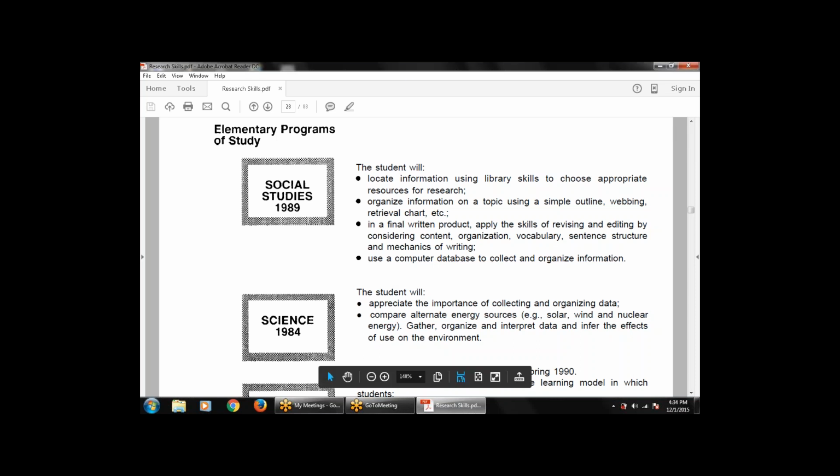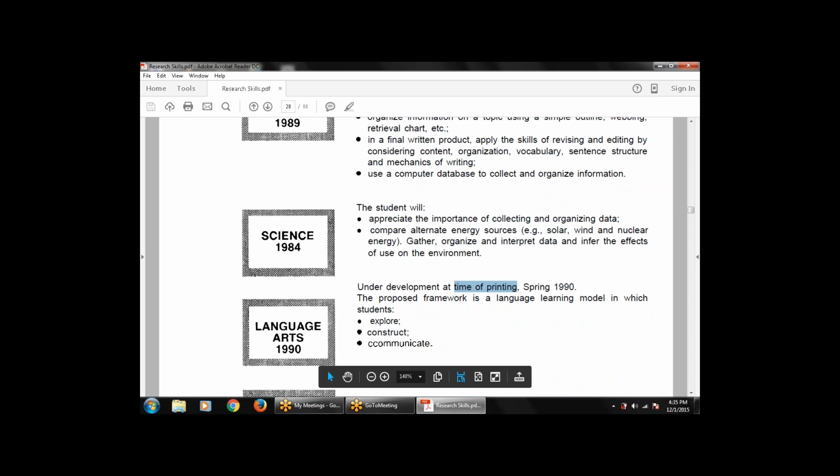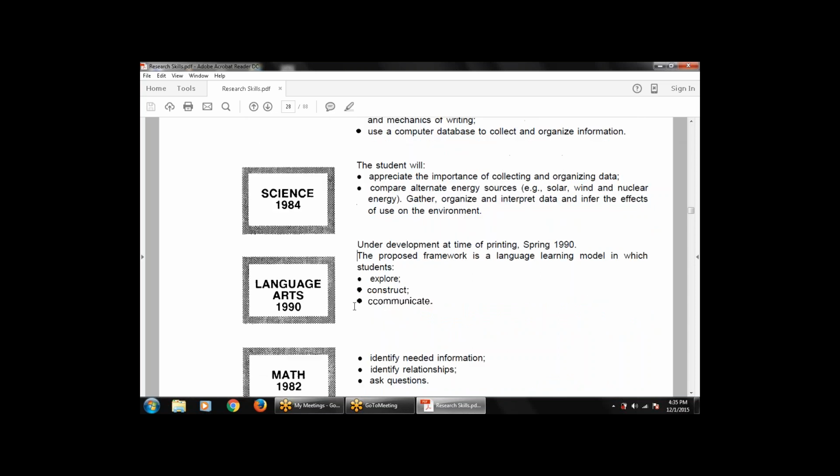The next is to understand the development at the time of printing, spring 1990. At the time of printing, the information will also be used. It is a proposed framework, a learning model in which the student will explore, construct, and communicate. These are the language arts, that is, how to use English as a subject.